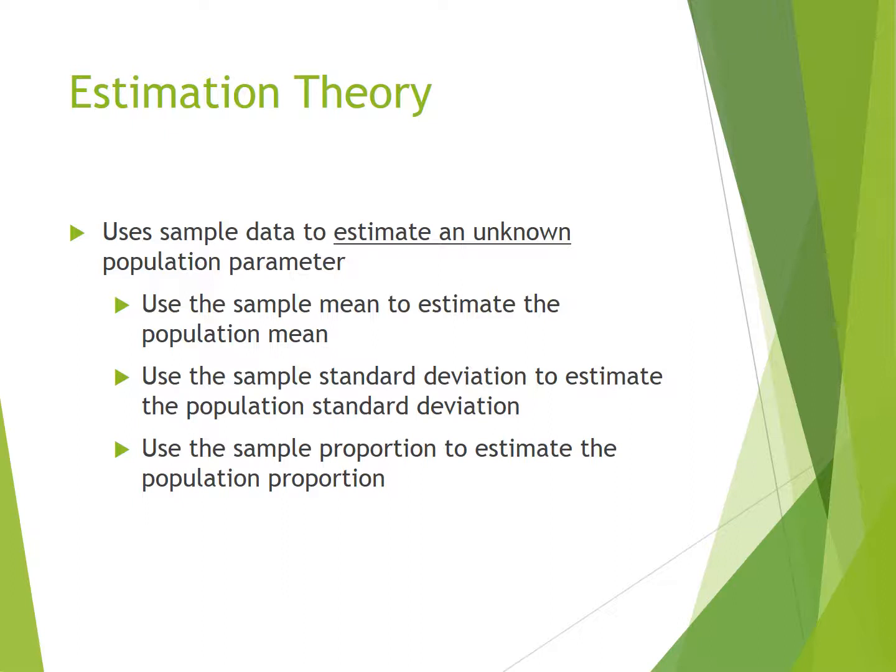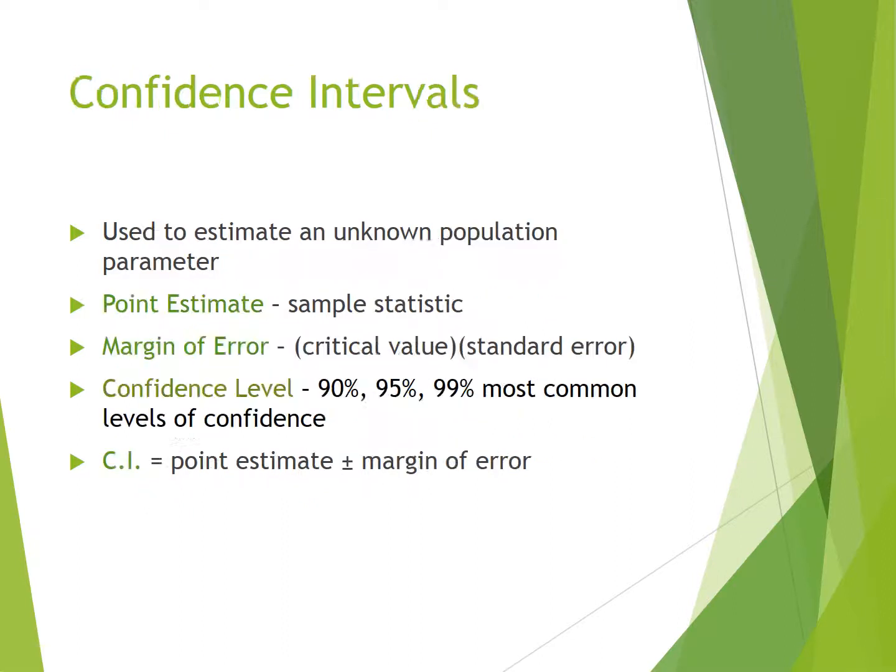the population proportion. Now, we're not saying I think the population mean is the sample mean, but that I think it's close to the sample mean. So we're going to define what close to means. Recall, I just said a minute ago, confidence intervals are used to estimate an unknown population parameter. So it has different components.